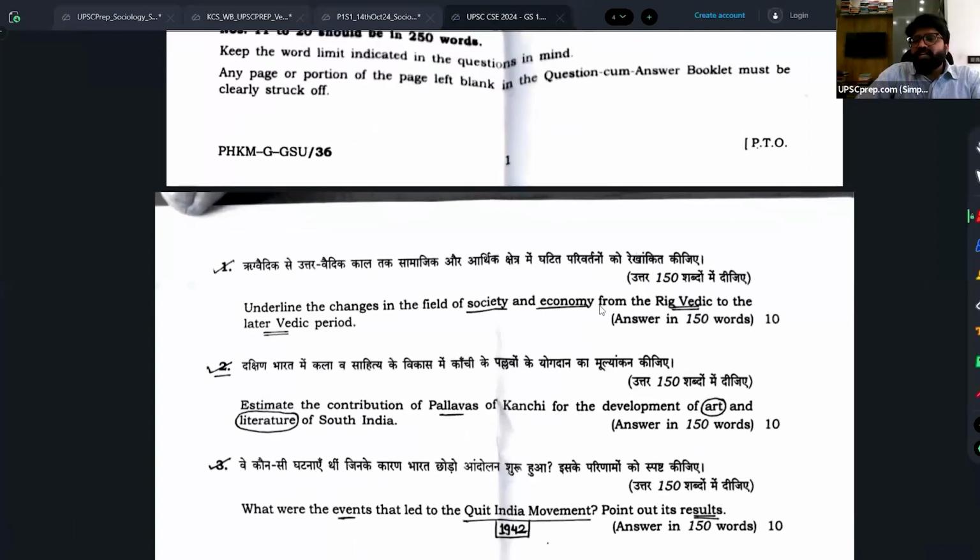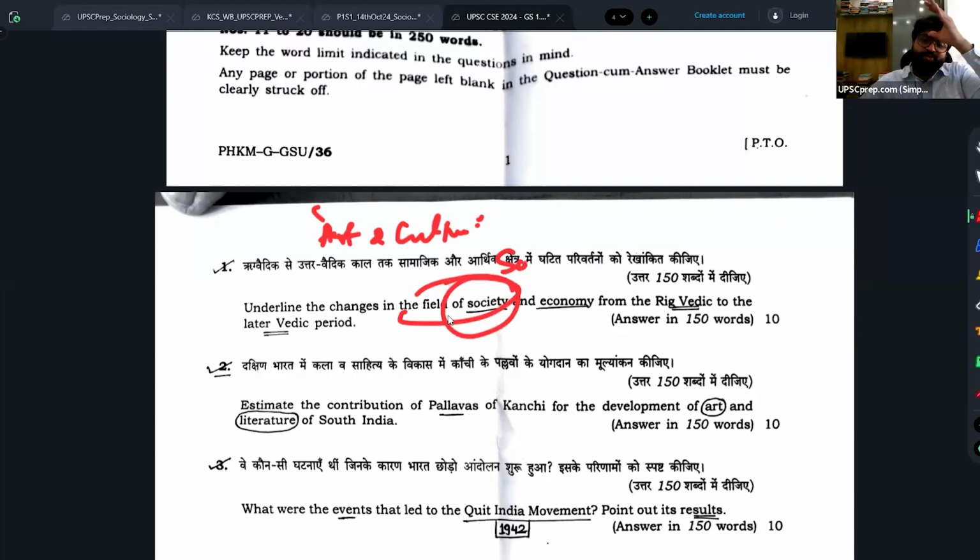Underline changes in the field of society and economy from the Rig Vedic to the later Vedic. So here, the question is of ancient art and culture, or your ancient medieval Indian history. It is not an Indian society question, but here, social change in ancient society, where do we discuss these things? Briefly, we discuss these things in paper 2.